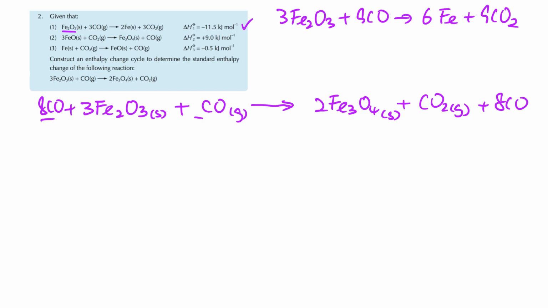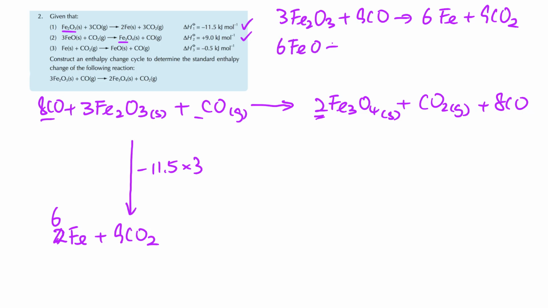So add all these together. Then you have negative 11.5 run 3 times, and then you have 6 Fe plus 9 CO2. So first equation done. And then the second equation, you're pointing towards Fe3O4 and CO. We have 2 Fe3O4 here, so the whole thing we run 2 times, so you have 6 FeO plus 3 CO2, and multiply the whole thing by 2, and then you have 2 Fe3O4, and then I have 2 CO.